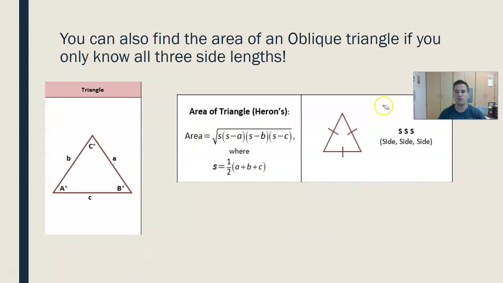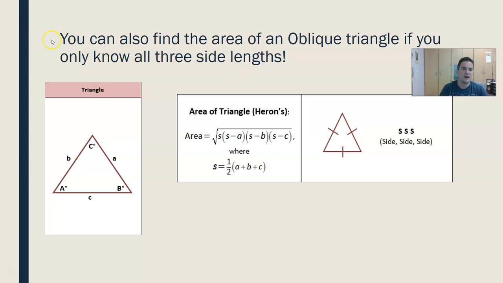The second formula looks like this. The caption here says you can also find the area of an oblique triangle if you only know all 3 side lengths. So if I have a side-side-side situation, if I know all 3 of the sides, I can use what we call Heron's formula in order to find the area.